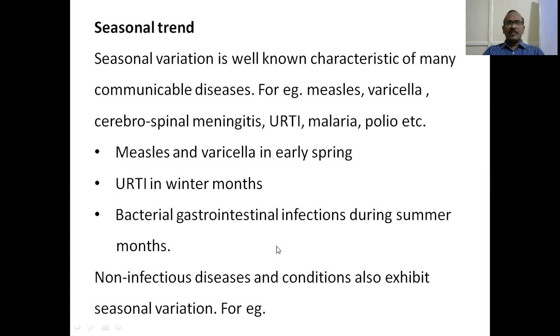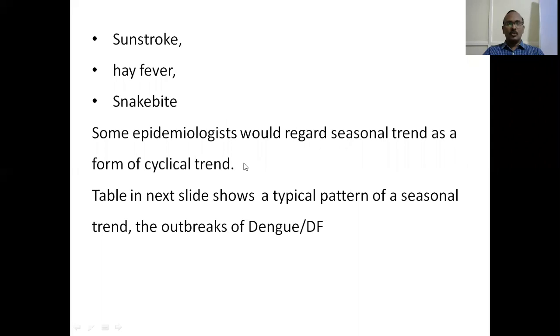It's not only the infectious or the communicable diseases which exhibit seasonal variations, but there can be various non-infectious diseases or conditions which may exhibit seasonal variation. For example, sunstroke, hay fever, and snake bite. Sunstroke usually happens during summer season. Hay fever usually occurs in autumn or spring, especially during the harvest season. And snake bites also occur especially in the autumn and spring, when the snakes come out in the wilderness and they bite human beings. Some epidemiologists would regard seasonal trend as a form of cyclical trend.